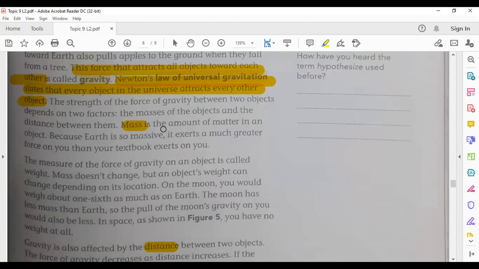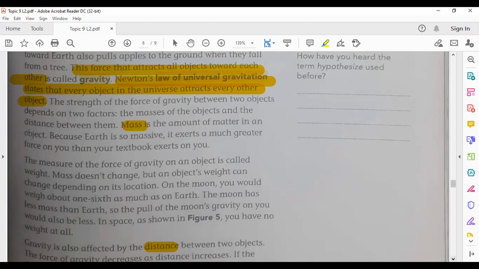Mass, as you know, is the amount of matter in an object. If the object is more massive, it has more gravity. Because Earth is so massive, it exerts a much greater force on you than your textbook exerts on you. Notice that your textbook exerts a force of gravity on you, but because your textbook is very small, you can't feel this force of gravity. So mass is important in the force of gravity. The greater the object mass, the more gravity it has.